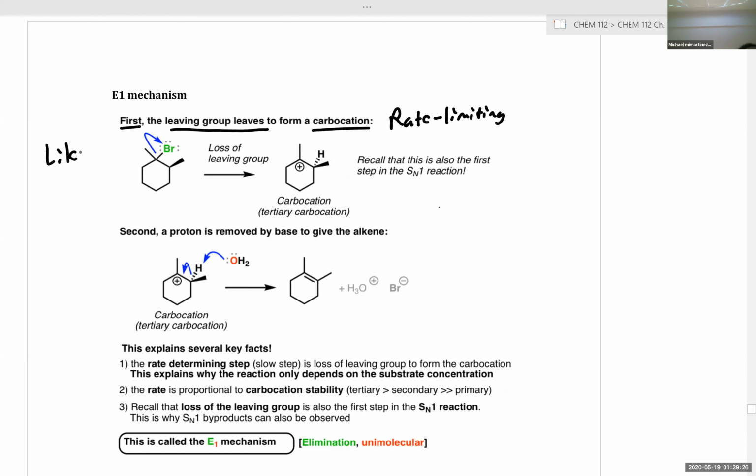This is exactly like the SN1 reaction, right? However, in the E1 mechanism, a proton is removed by the base to give an alkene. Now, just as a refresher, when we think about a proton adjacent to a carbocation, what's the pKa of that proton, roughly? If we had to take a guess, is that proton going to be acidic or not very acidic in general?